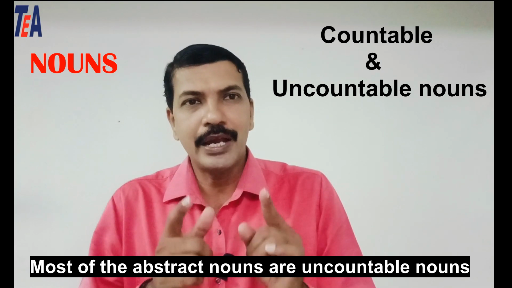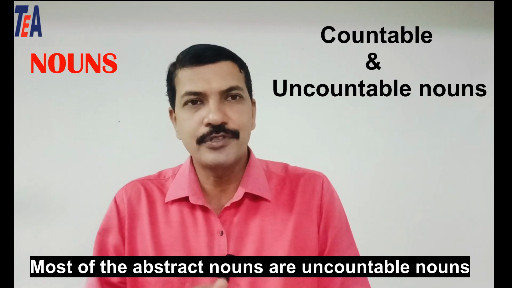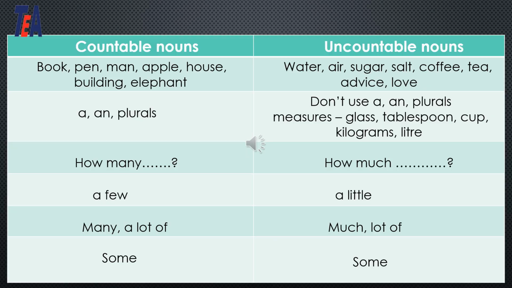To know more about countable and uncountable nouns, follow this chart. Look at this chart, you can understand countable and uncountable nouns better. Here, book, pen, man, apple, house, building, elephant, etc. With all of these, we can use numbers or plurals to talk about them. We can say 2 books, 5 pens, 6 buildings, etc. If there is only one, we can use a or an. For example, I have a book.